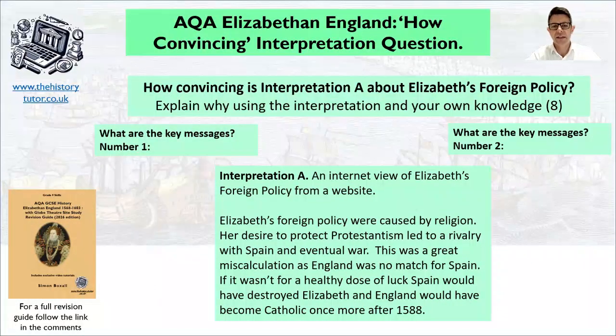Let's have a bit of a plan of this. Let's have a read through this viewpoint and see if you can work out the two messages about Elizabeth's foreign policy that we can assess. So pause now and jot down the ideas in your revision guide.